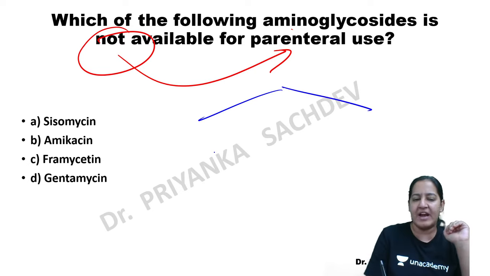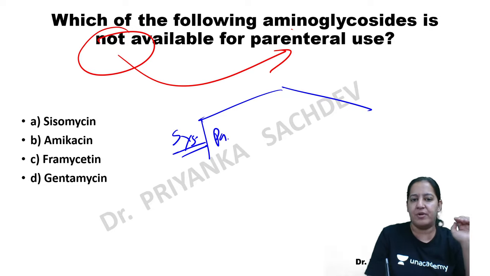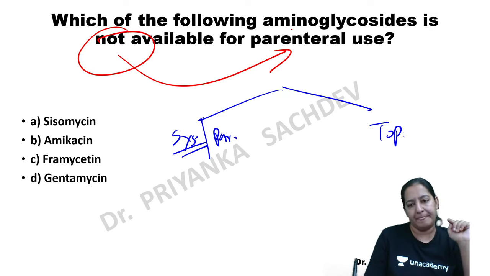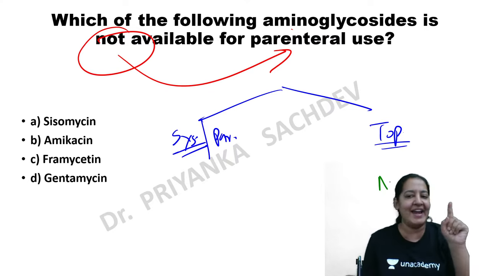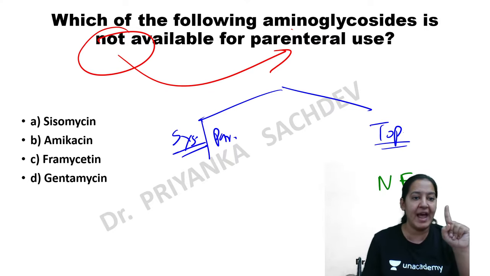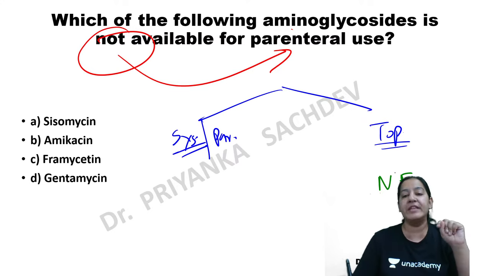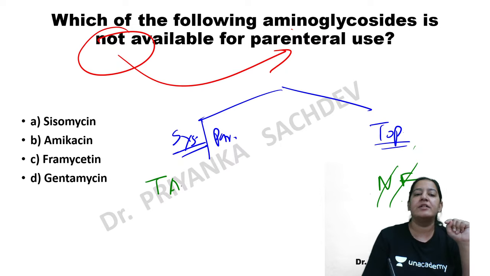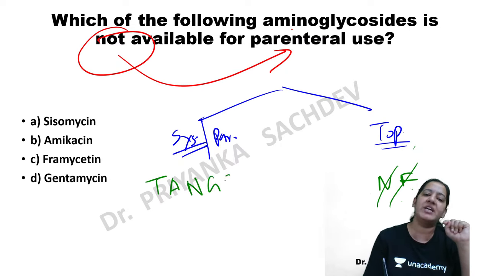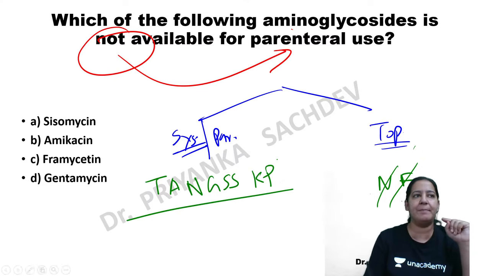Which of the following aminoglycosides is not available for parenteral use? The question is very easy and tricky. There are two types of antimicrobials: the systemic ones, that is parenteral, and the topical ones. The topical ones are only two, that is NF, neomycin and framycin. These are topical. The systemic ones are 8. The mnemonic is TANGS K-K-P.